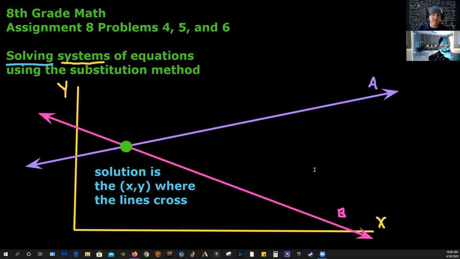Now, if we were given a picture like this, it'd be easy. We'd say, hey, they cross right there. I see it. And you could label it with an x and y value and be done if they gave you the picture, but they don't always do that. So what we're practicing this week is how you dig up this xy value if they only gave you equations. So let me grab us our practice problems and we're going to get rolling.